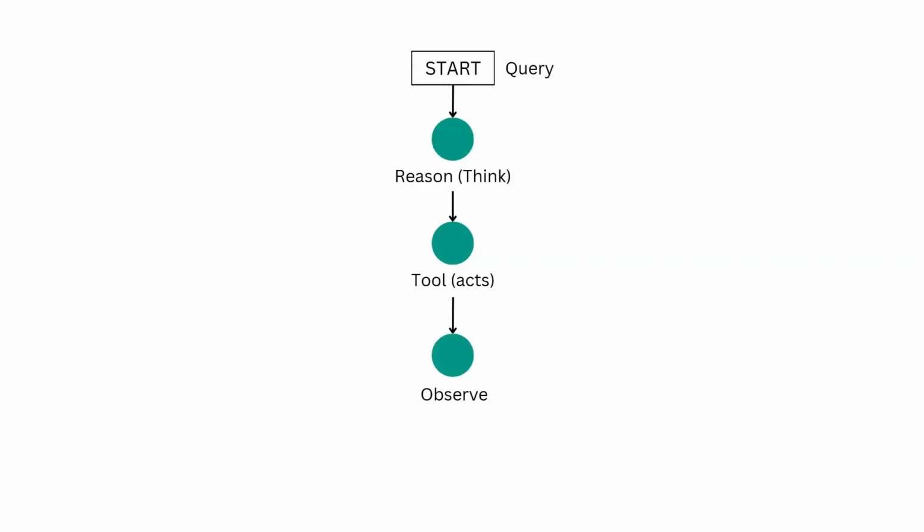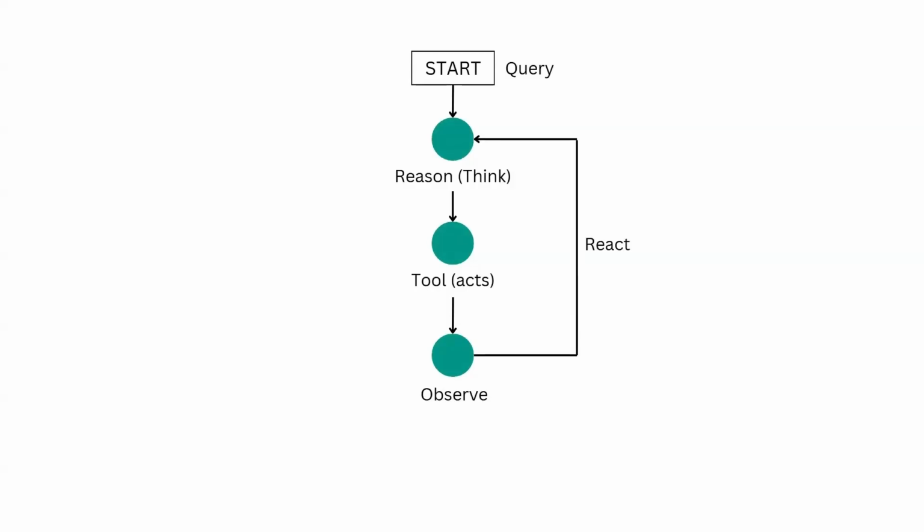After acting, the agent doesn't immediately respond to the user. First, it observes the outcome and tries to find out, did the API return the expected data, or did the search results answer the question, or did the code execution succeed or fail? This observation becomes new input for the agent. In other words, the agent learns from what just happened.